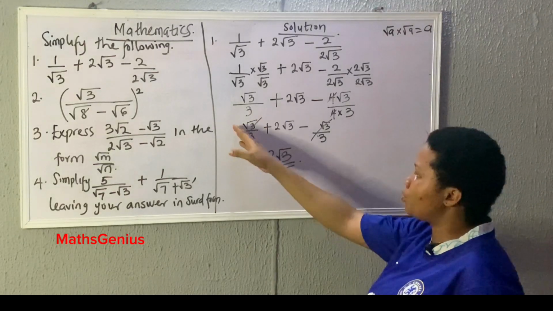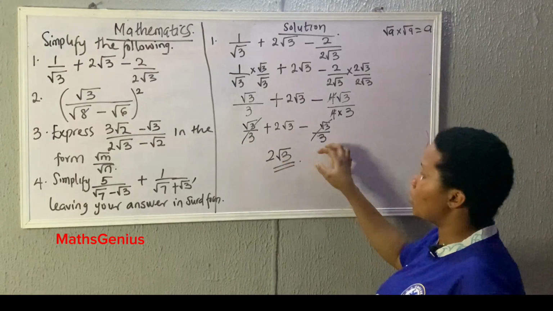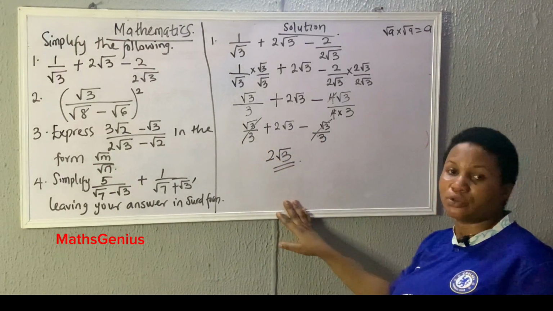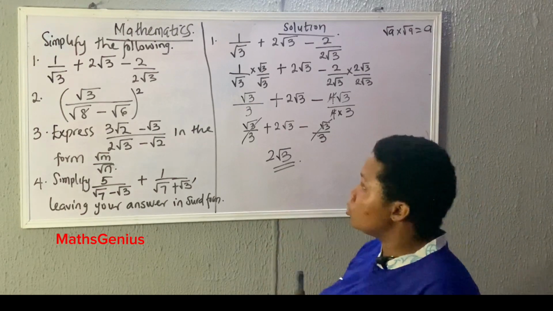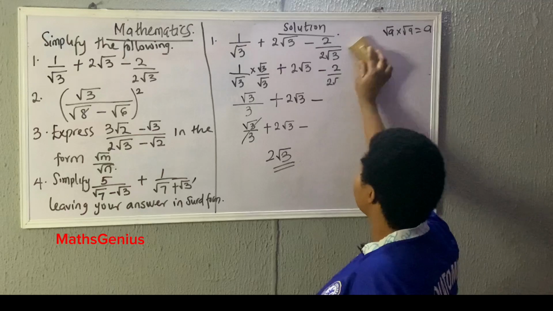Now root 3 over 3 is positive here, and we have minus root 3 over 3. So we cancel each other and we are left with 2 root 3. With that, we come to the solution of question 1. Now let's move to question 2.